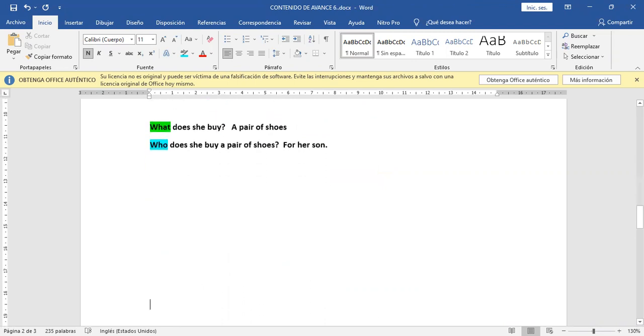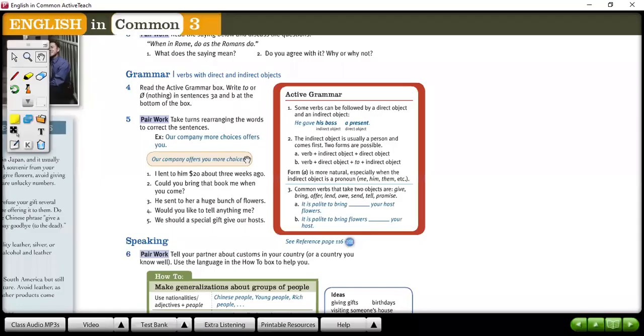Now, one thing I want to tell you. How can I organize? Not with all of the verbs. We can organize direct object and indirect object not with all of the verbs. Focus now on this part, please.